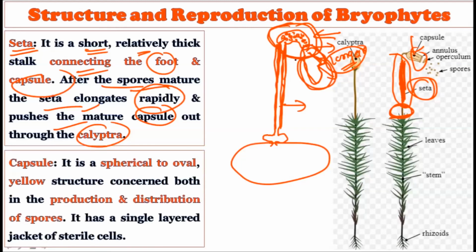Right. Now consider the capsule. It is spherical to oval. Of course, you can observe in this particular picture, this is a spherical to oval structure, generally yellow in color. It is a structure concerned with the production and the distribution of spores.